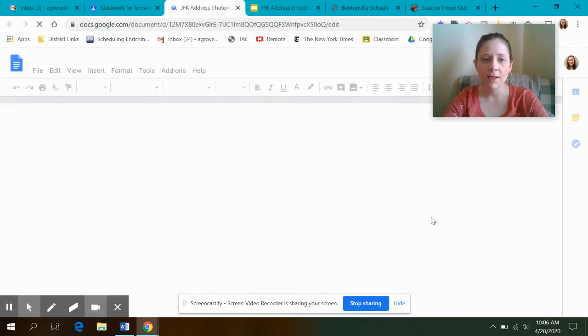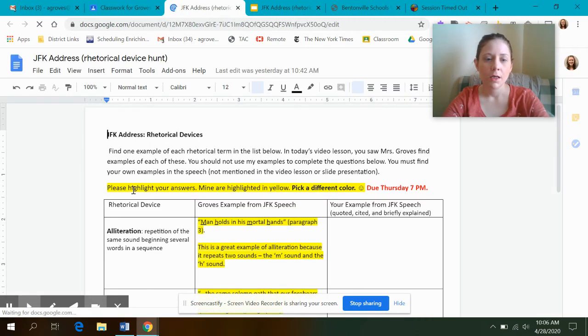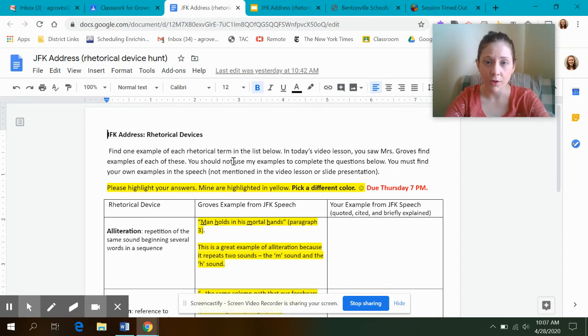This is the homework assigned to you. The directions are repeated. Find one example of each rhetorical term listed below from JFK's speech. You're not inventing new ones. You're taking them from the speech, and you can't use the examples that I just said. Now, if you go back to the video where I was reading the speech to you, if I said additional ones, and I did, then you can use those, or you can dig through on your own and find some.